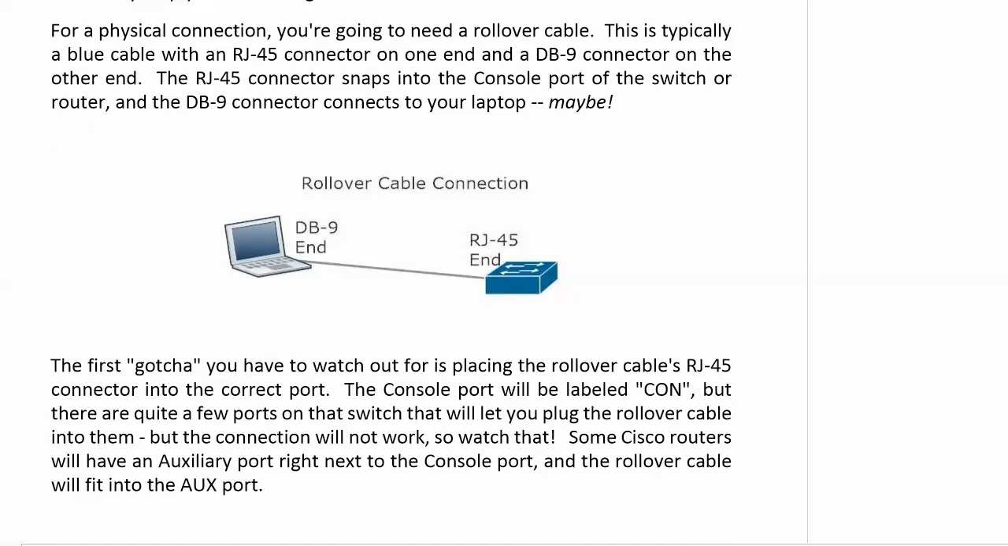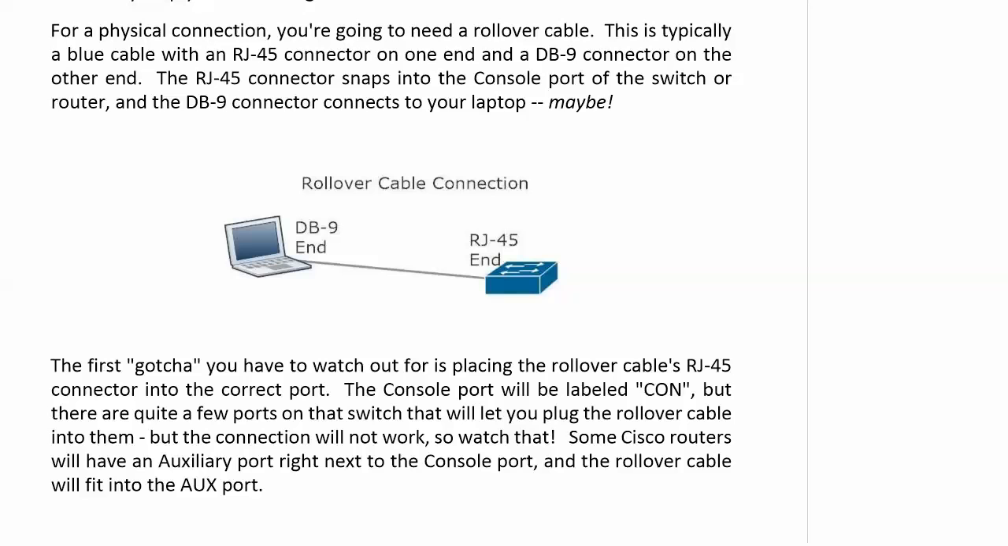And again, to physically connect our laptop to a Cisco device, we're going to need a rollover cable. Typically, it's a blue cable, a flat blue cable, with an RJ45 connector at one end, looks almost like a phone jack, and a DB9 connector on the other end. If your rollover cable has a DB9 connector, of course you need an adapter to connect it to your laptop, because a modern laptop is not going to have a DB9 port.